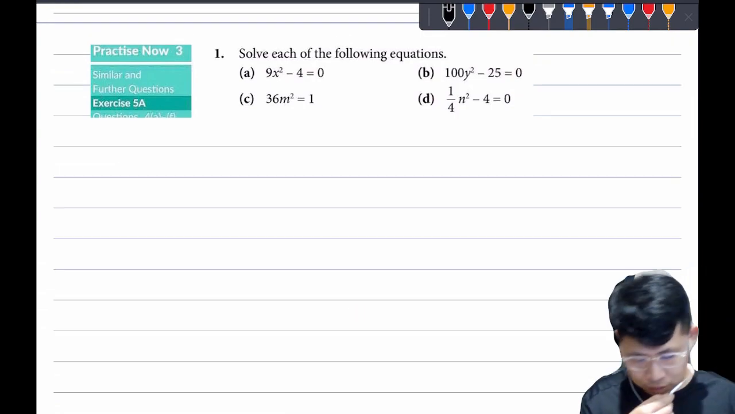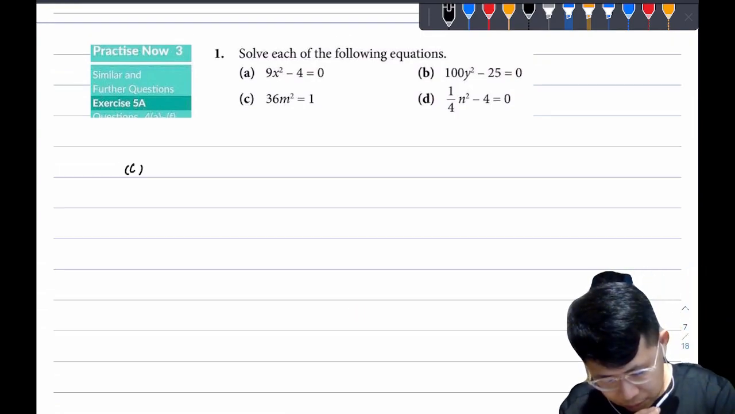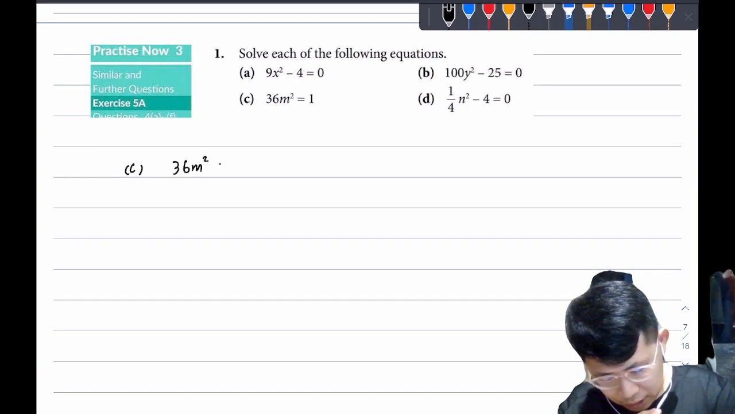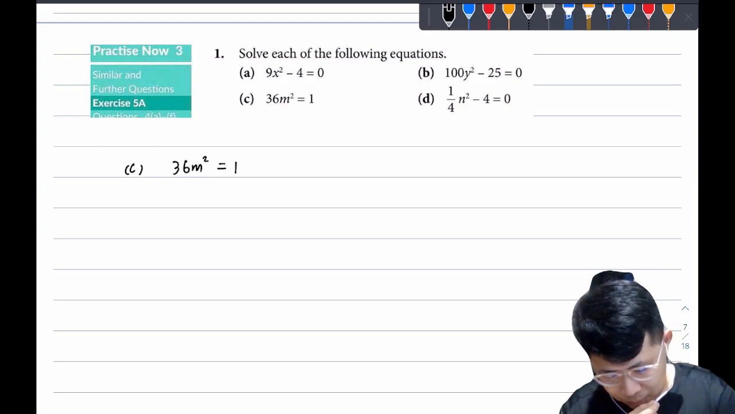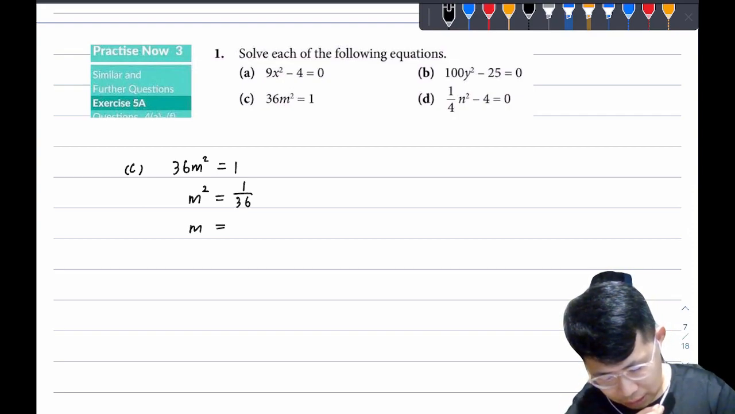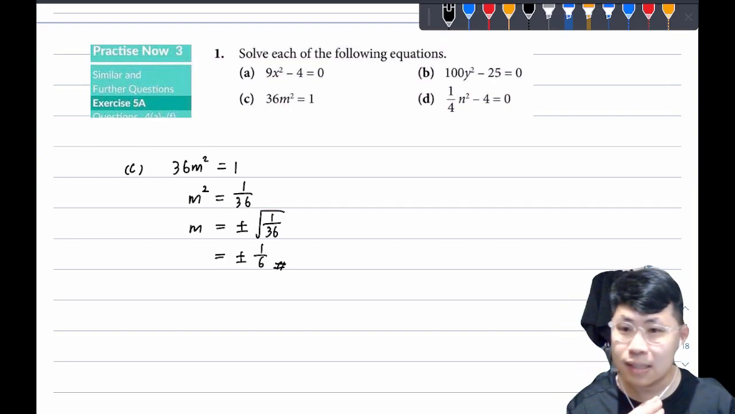Okay, so for C and D, I'm just going to do it with the shorter method, which is to solve it like a linear equation. Alright, so 36m squared equals 1, so m squared is equal to 1 over 36. So m will be equal to a positive and a negative answer of the square root of 1 over 36. And because of this, we have positive or negative 1 over 6, just like that.